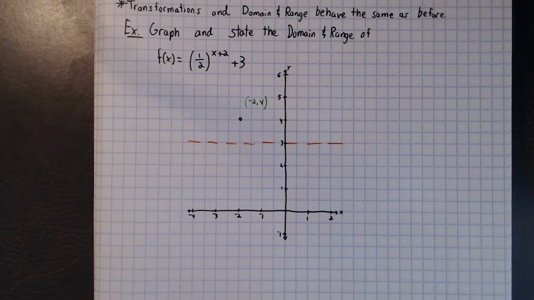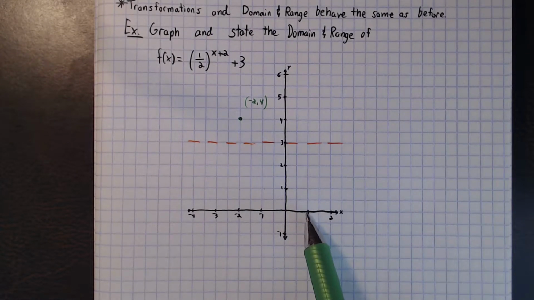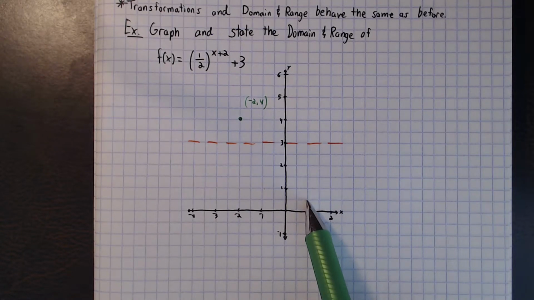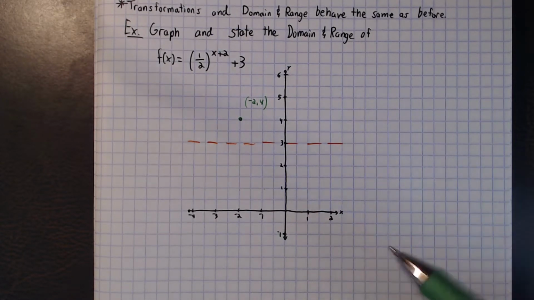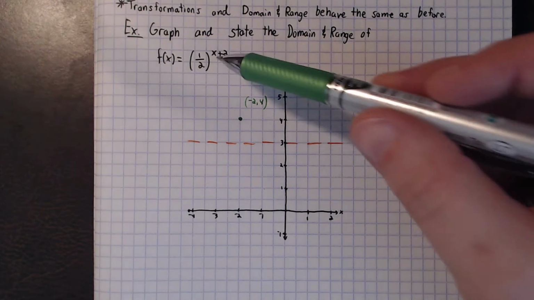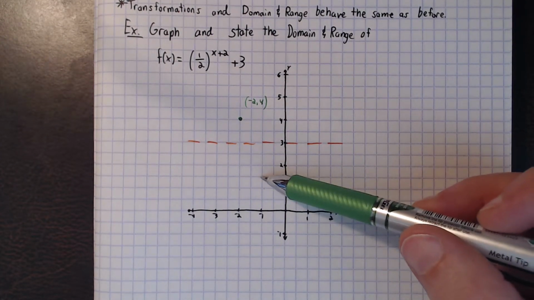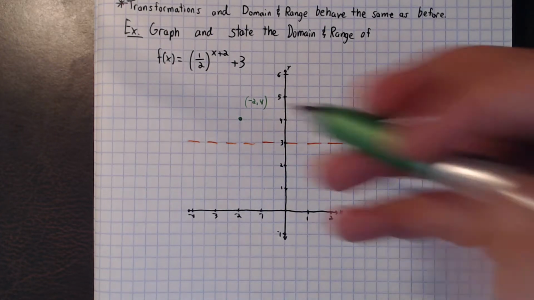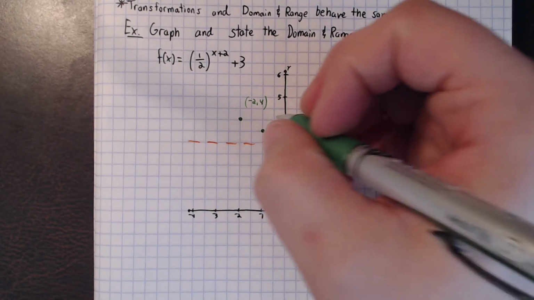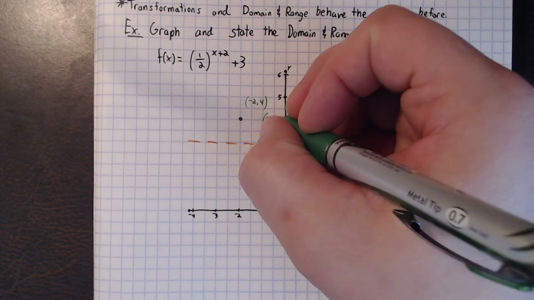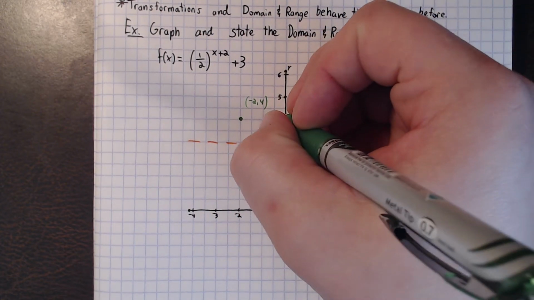My next would be my 1 and 1 over b. So that would be 1 over 2. Right, so we're right here. We're going to move back 2 and up 3. So back 2 and then up 3. That coordinate is -1, and that would be 3.5.